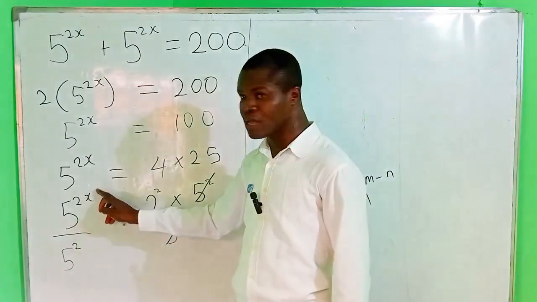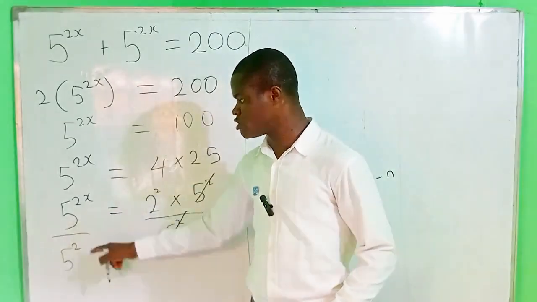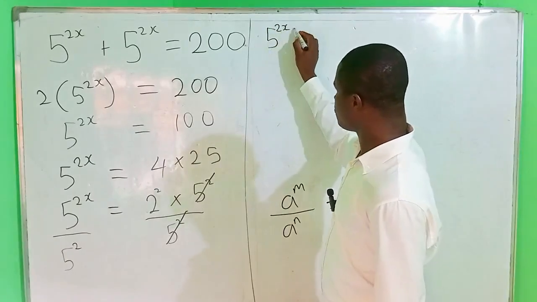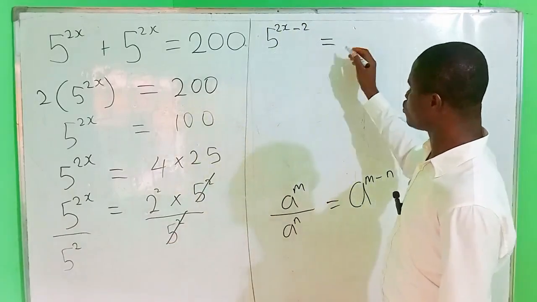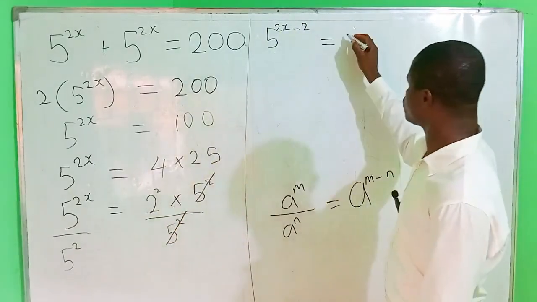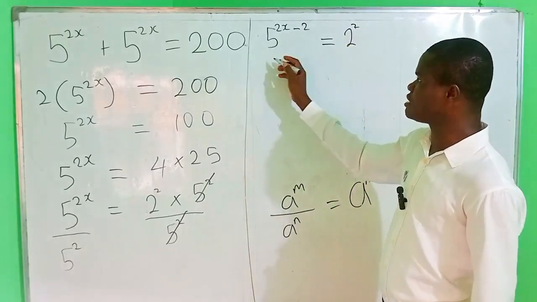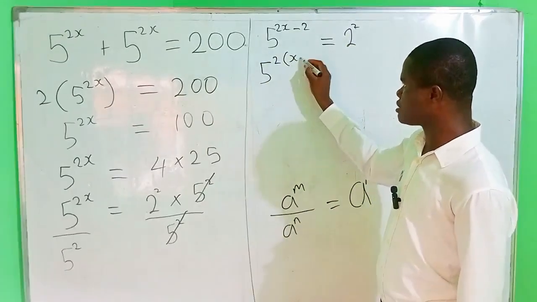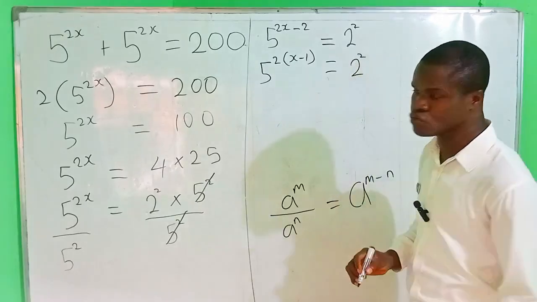Since this is 5 raised to the power 2x and 5 raised to the power 2, I'm going to take one base and then subtract the power. It becomes 5 raised to the power 2x minus 2, and this is equal to 2 raised to the power 2. Simplifying further, this is 5 raised to the power 2 bracket x minus 1 equal to 2 raised to the power 2.